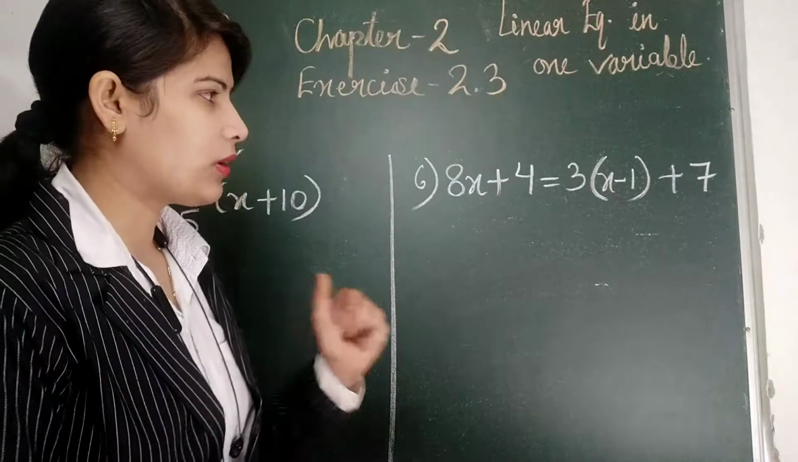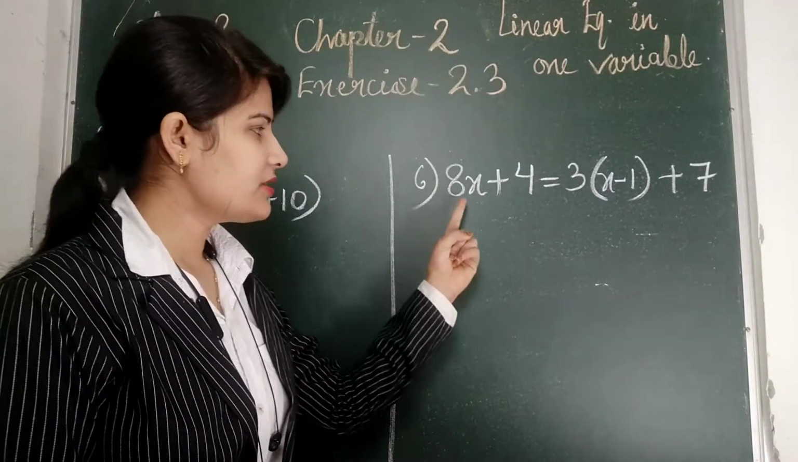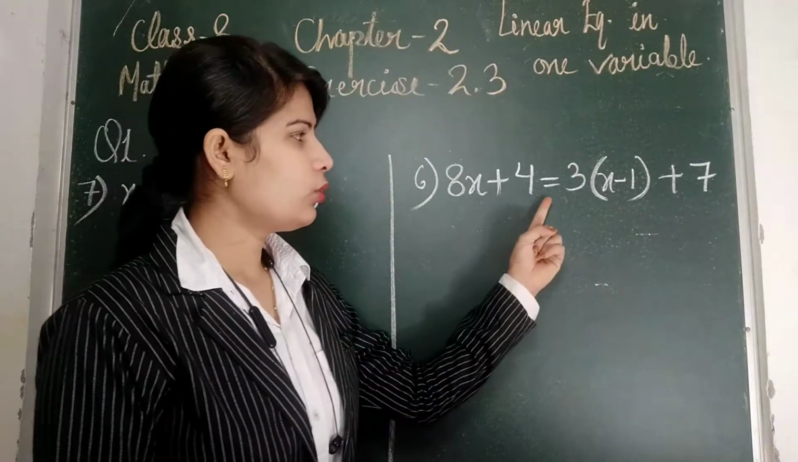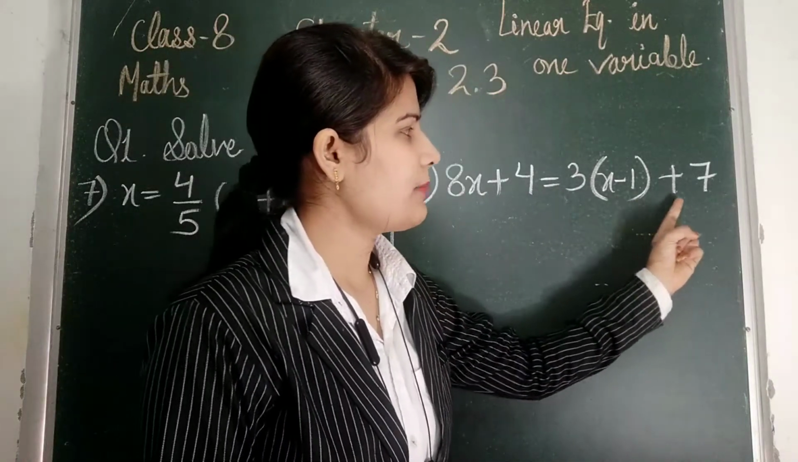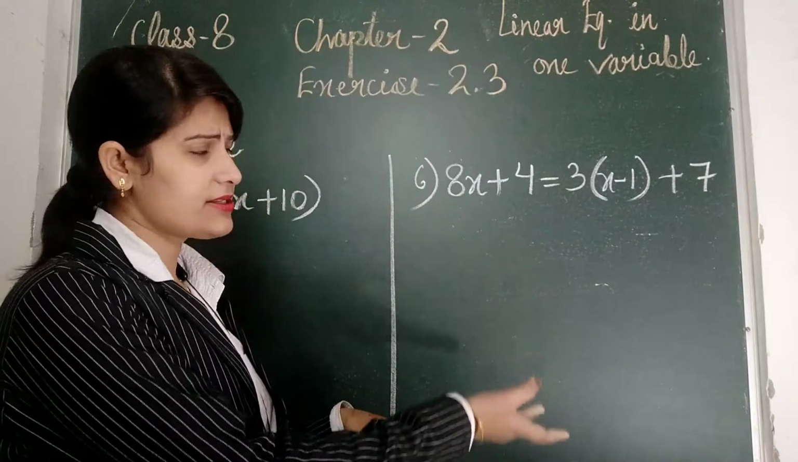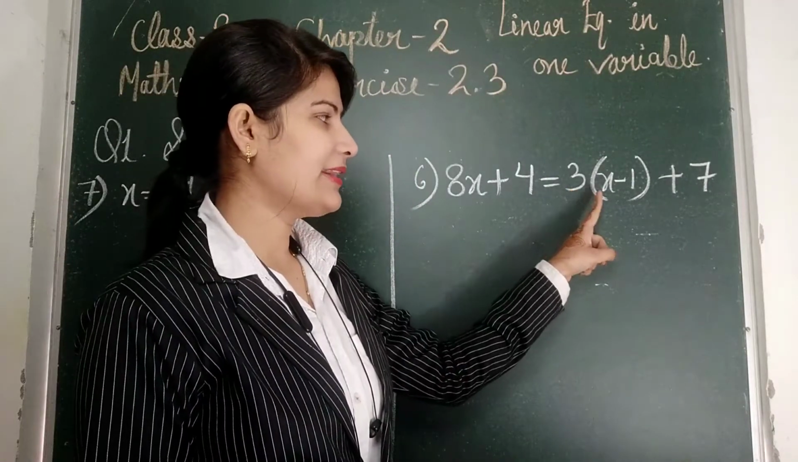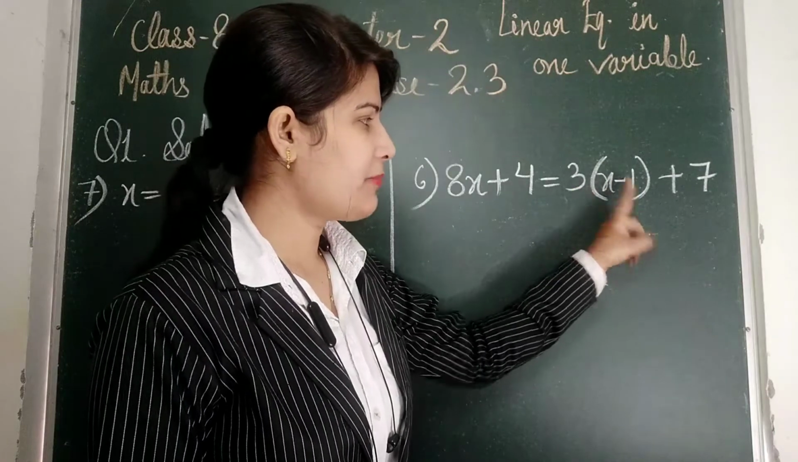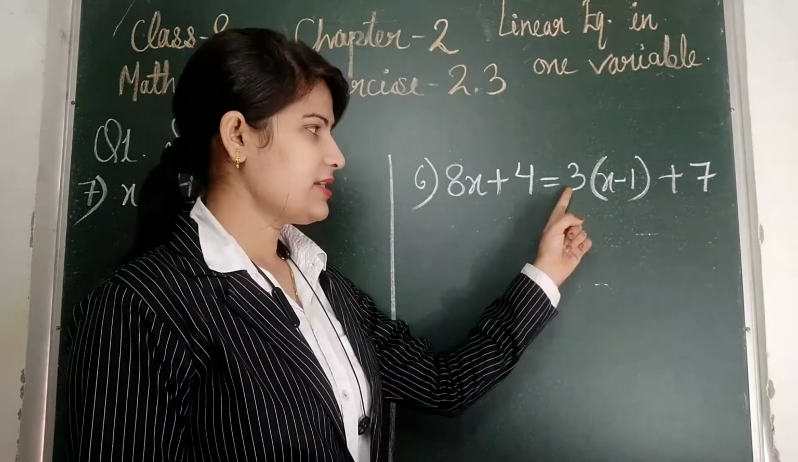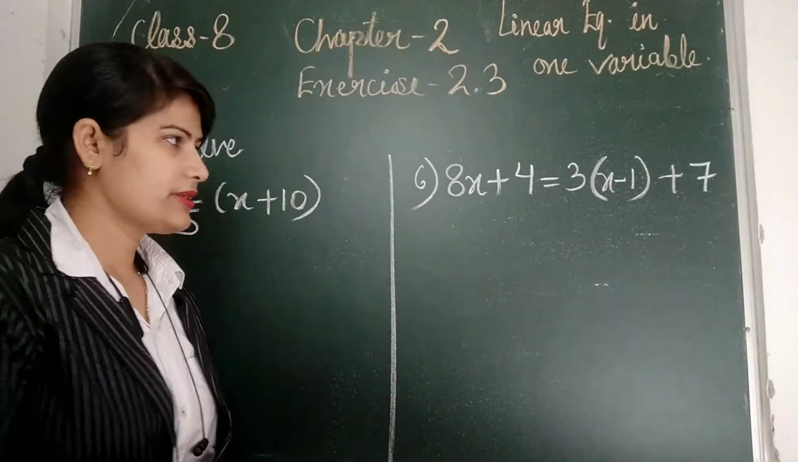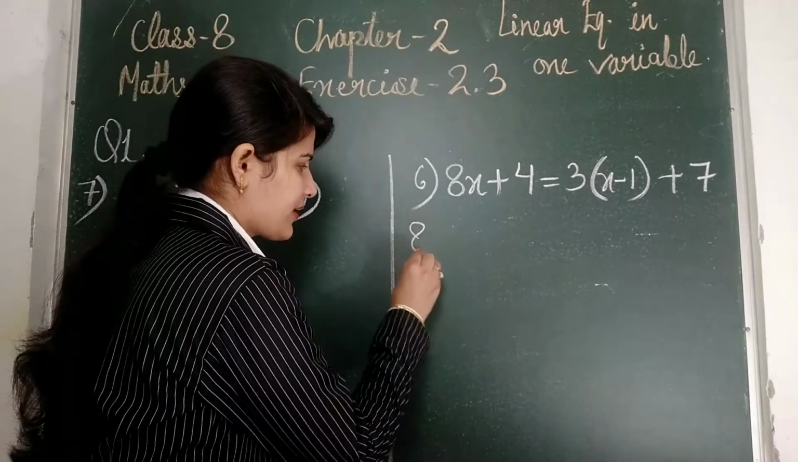Now I am going to solve this question. First, 8x plus 4 is the left hand side, equal to 3 times (x minus 1) plus 7 on the right hand side. So here you can multiply the number by x and minus 1 also. It will become 3x minus 3. Now I am going to solve this step by step.